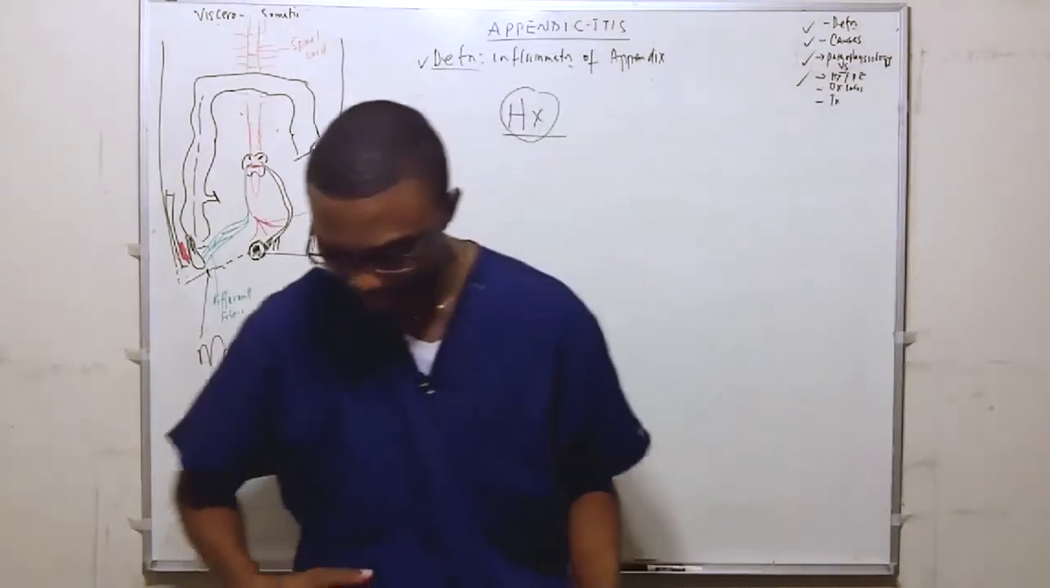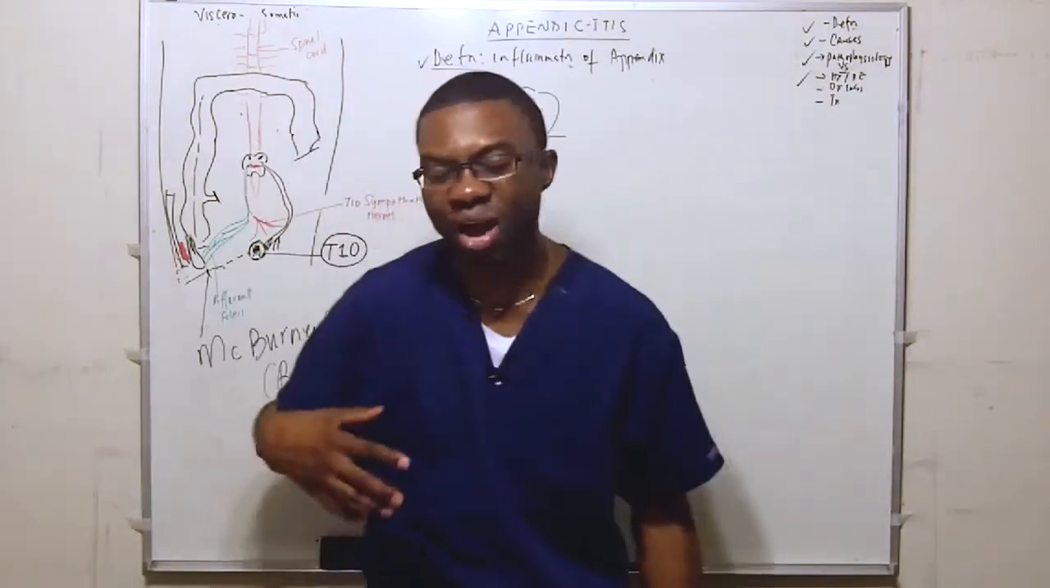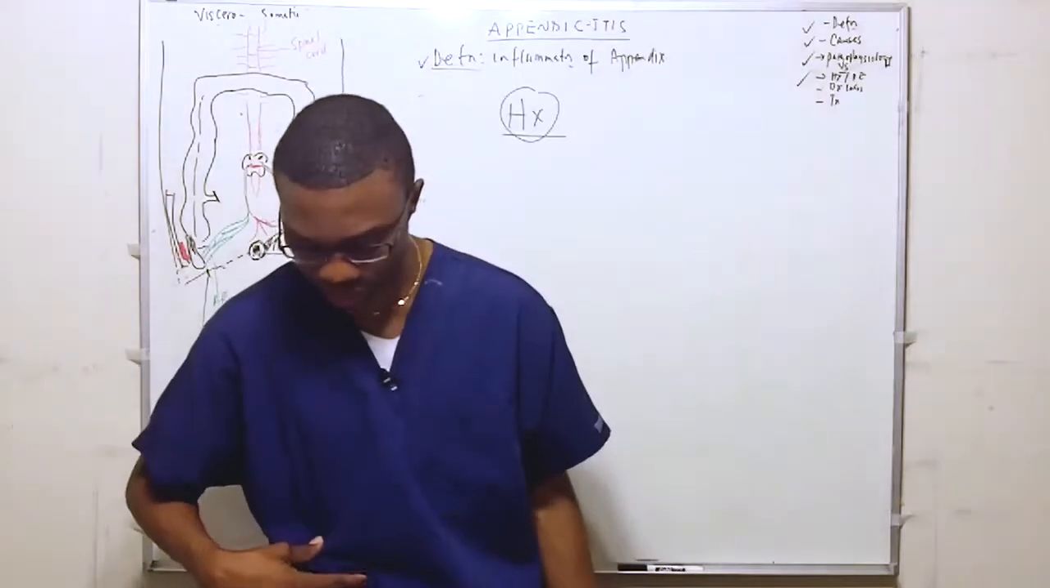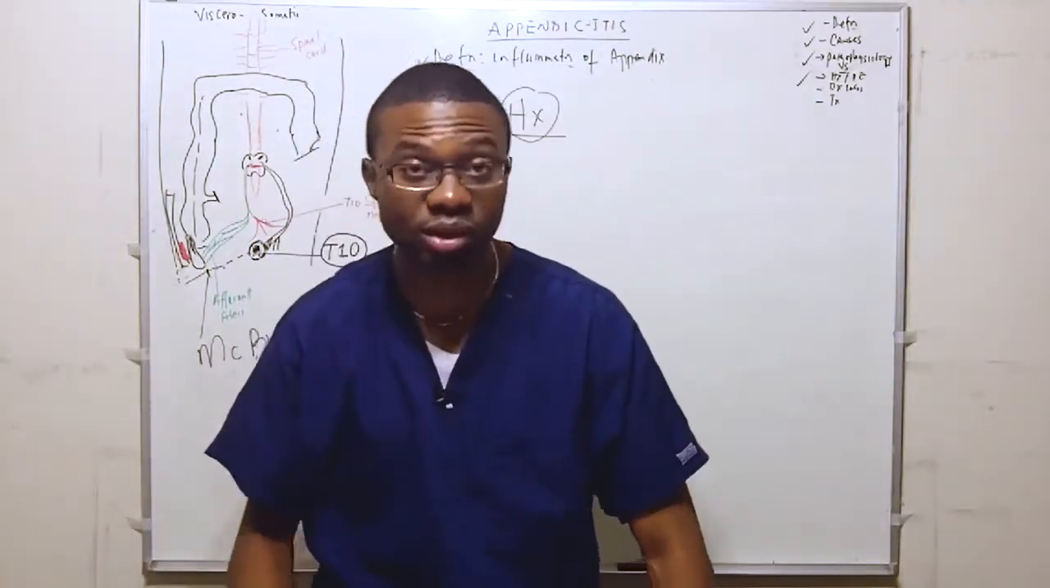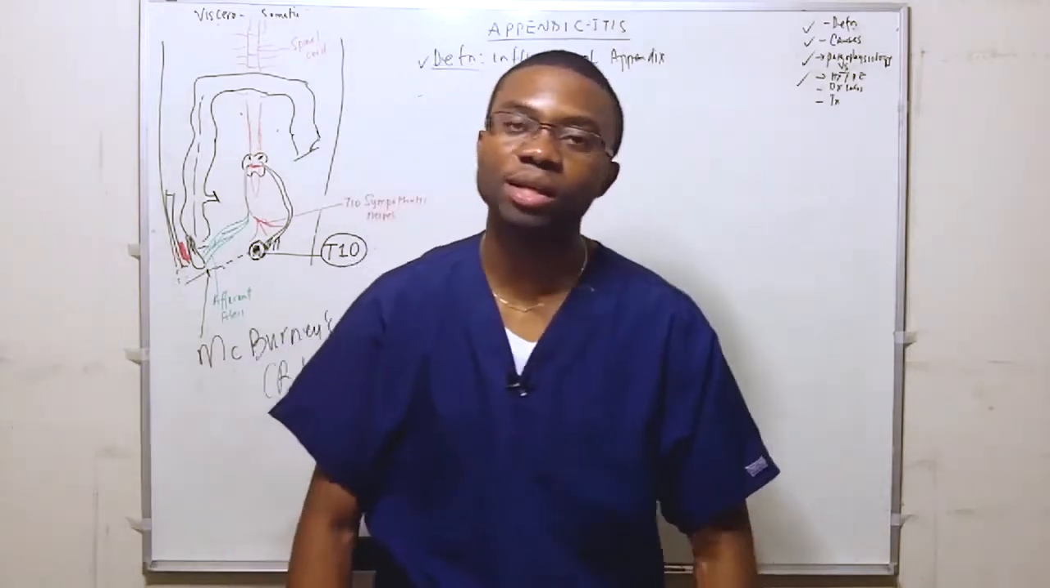Nausea, vomiting, right lower quadrant pain. It lasts for hours. It's kind of dull in nature. Sometimes it's sharp. Now, this is one thing you're going to notice. These patients don't want to eat. They have anorexia.